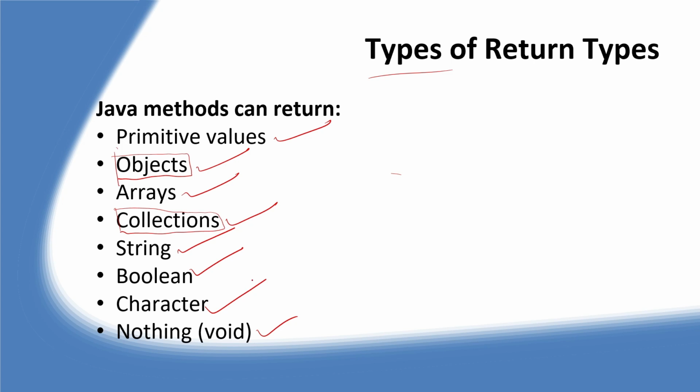Java methods can return many different kinds of values. What different kinds of values? This includes primitive values, objects, arrays, collections, strings, booleans, characters, or no value at all. No value means the last one. If we don't want to send any value, then we'll use void. We'll see examples, so let's go to IntelliJ and see some examples for better clarity.